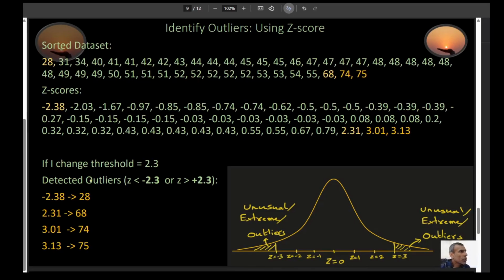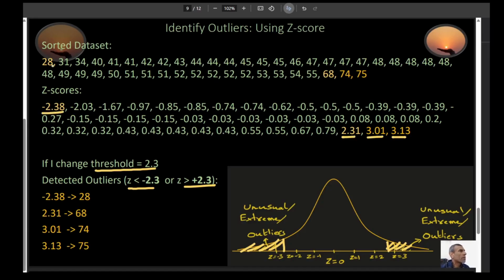Now, if I change my threshold, let's say to 2.3, then my detected outliers would be different. Any value with z less than minus 2.3 or z greater than plus 2.3 would be an outlier. You can see that in this instance, you will have this one, this one, this one, and also one more, that would be this one right here.